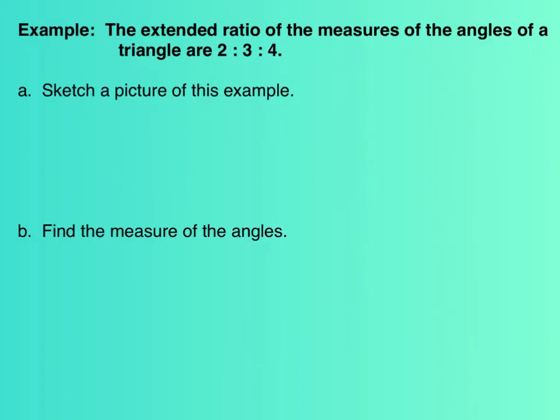All right, next example. The extended ratio of the measures of the angles of a triangle are 2 to 3 to 4. So it says sketch a picture. All right, you can draw a triangle. So just draw a triangle.